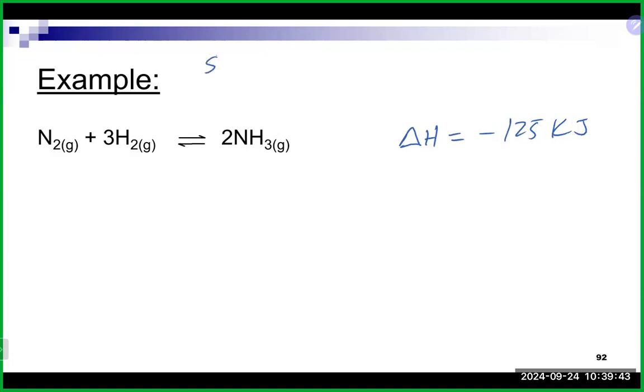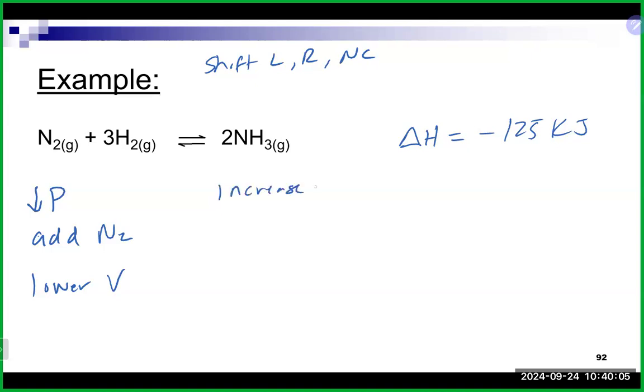We want to know again what's going to happen here. We're going to shift to the left, shift to the right, or no change, if we do the following. Let's decrease the pressure. Let's add some N2. Let's lower the volume. Let's increase the temperature. Let's add a catalyst. Let's remove NH3. All right, so see what happens in each of these cases.